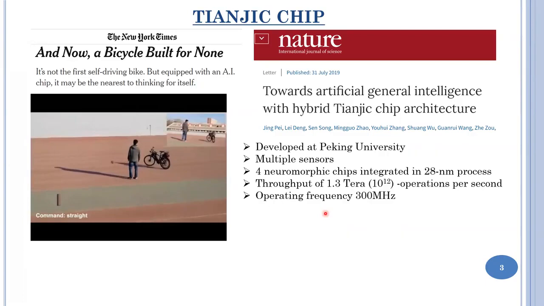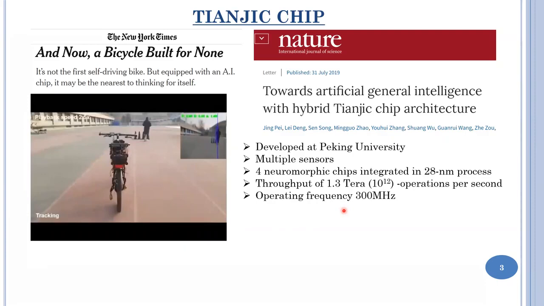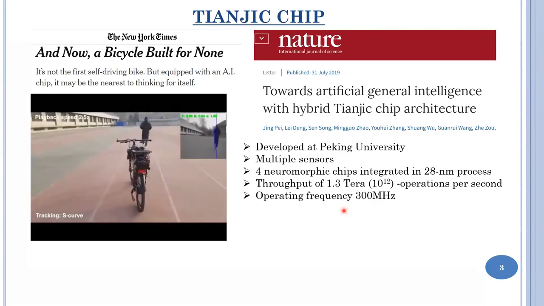One of the characteristics of these neuromorphic chips is that they do not operate at really high frequencies, comparable to GPU, TPU, or even CPU frequencies, but still, the applications they have to perform, they do very efficiently.